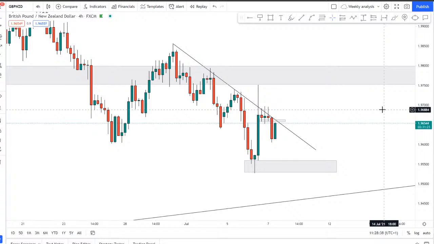Yeah, nice, John. It's definitely important to take those partials, because you don't want to hope the trade goes and hits TP, just to see it go in your direction and eventually come back to your entry. So yeah, good to take partials there.